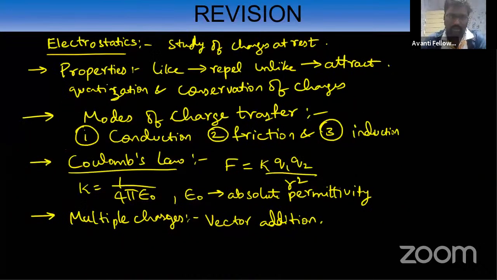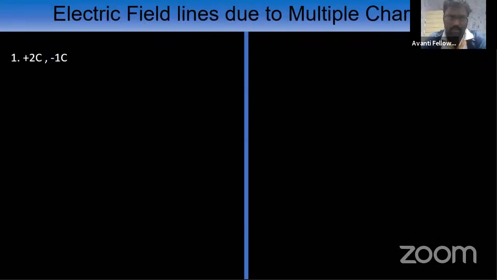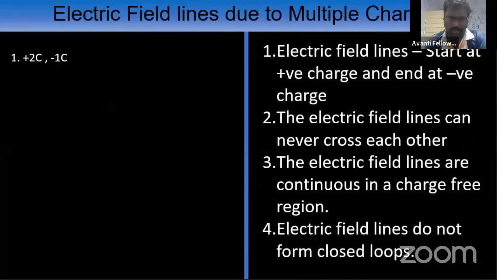In today's class, we'll be starting with drawing electric field lines for multiple charges. Okay, guys. So I have a set of rules here. I have a positive 2 coulomb charge and a negative 1 coulomb charge. So I want you guys to draw the electric field for this. Everyone try to draw the electric field lines for this.